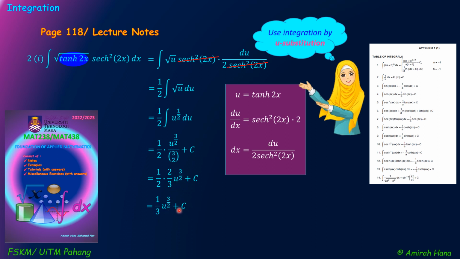And then last kali kita replace u equals to tangent 2x. Okay. So the final answer equals to 1 over 3 and then we replace u equals to tangent 2x and then bracket to the power of 3 over 2 and then plus c. Okay. This is the final answer after we integrate this. Right?